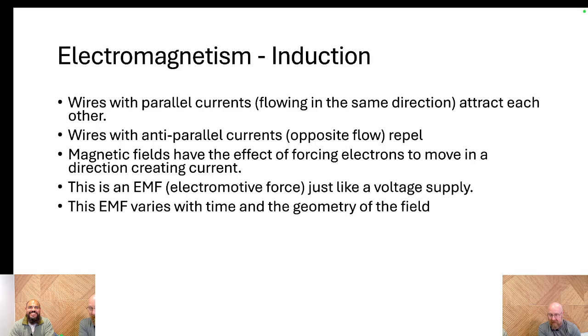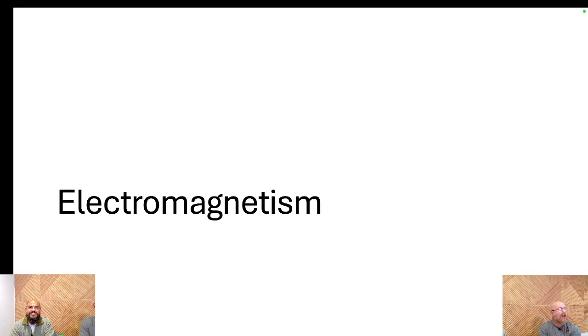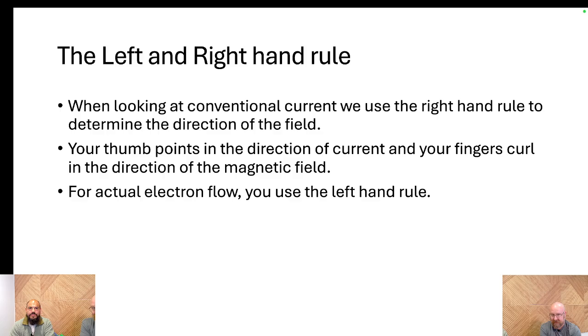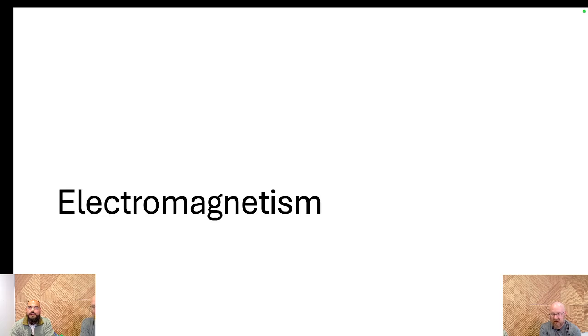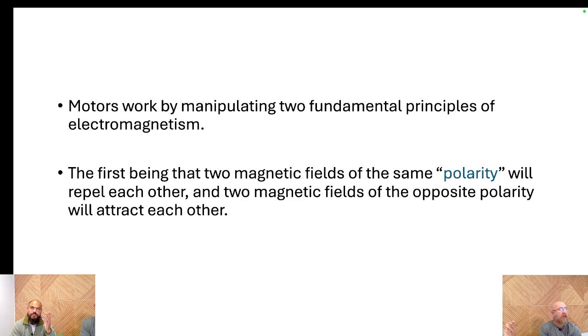So let's go forward just to tie the knot on that one. What else do we have? That was it on left hand, right hand, and electromagnetism.